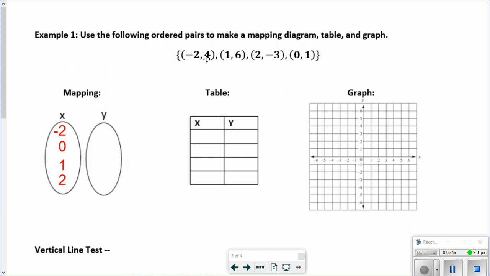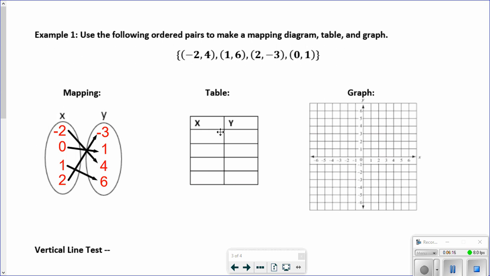And the y values are 4, 6, -3, and 1. So I'm going to write those in: -3, 1, 4, and 6. So now all we have to do is connect them using an arrow. So like -2 is matched with 4, so I would draw an arrow to match them. 1 is matched with 6, so I draw an arrow. 2 is matched with -3, and 0 is matched with 1. So that's my mapping diagram.